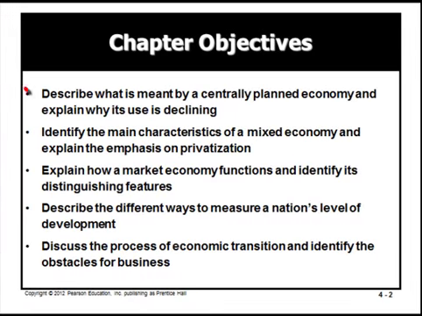This chapter's objectives are to describe what is meant by a centrally planned economy and explain why its use is declining. Identify the main characteristic of a mixed economy and explain the emphasis on privatization. Explain how a market economy functions and identify its distinguishing features. Describe the different ways to measure a nation's level of development. Discuss the process of economic transition and identify the obstacles for business.